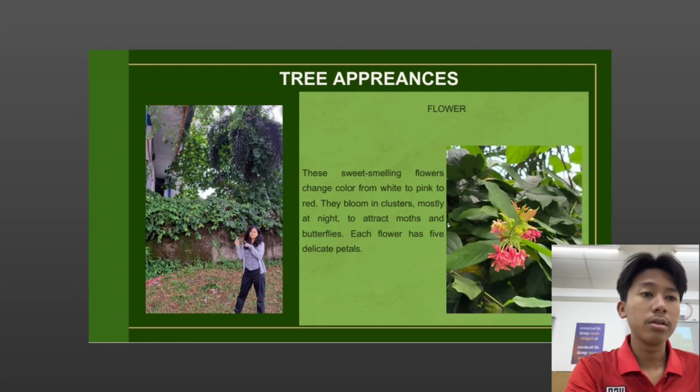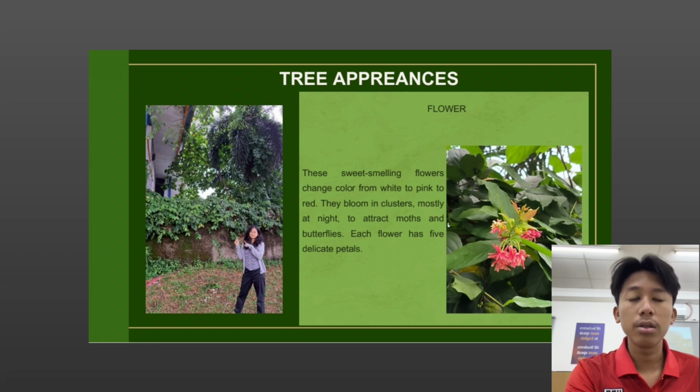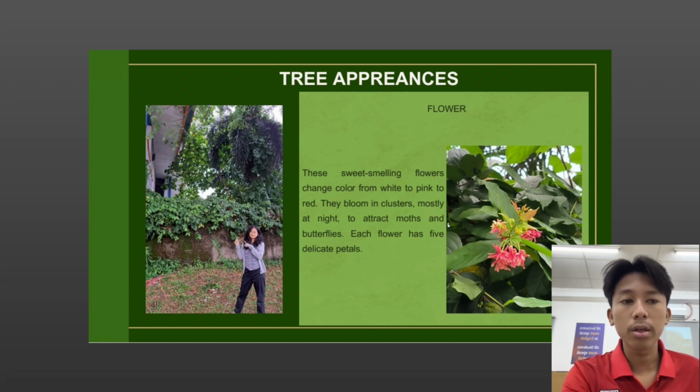Flowers. These sweet-smelling flowers change color from white to pink to red. They bloom in clusters, mostly at night, to attract moths and butterflies. Each flower has 5 delicate petals. Next slide.